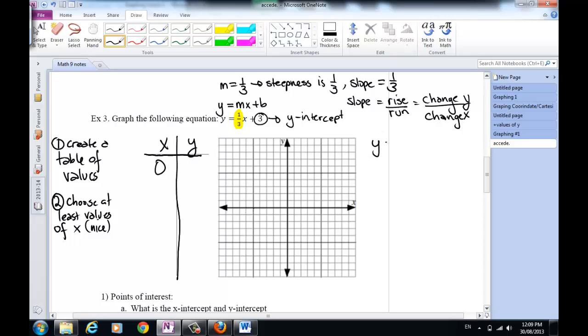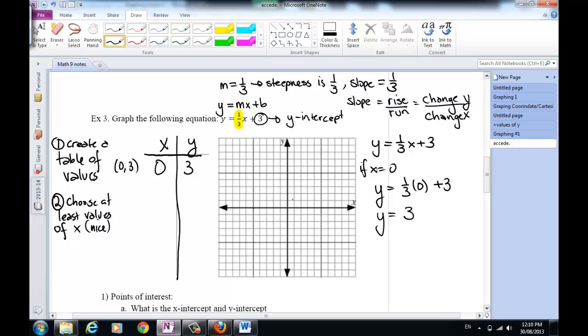So I've got y equals 1/3 x plus 3. If x equals 0, then I'm just substituting. So 1/3 x is 0 plus 3. Well, this means that y is equal to, 1/3 times 0 is 0, so y is equal to 3. So when x equals 0, y equals 3. This is an ordered pair. Okay, you can also write this as (0, 3).